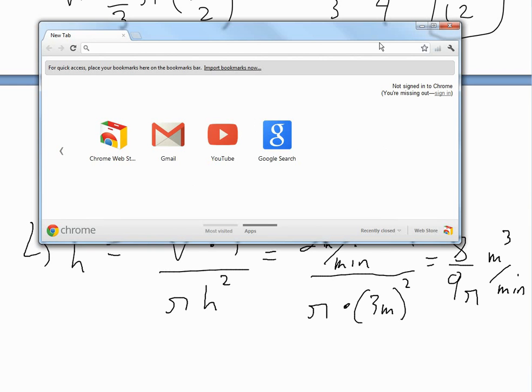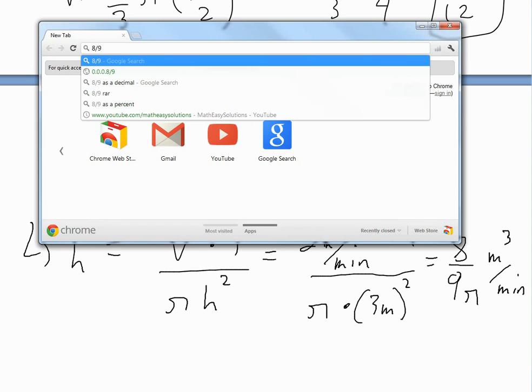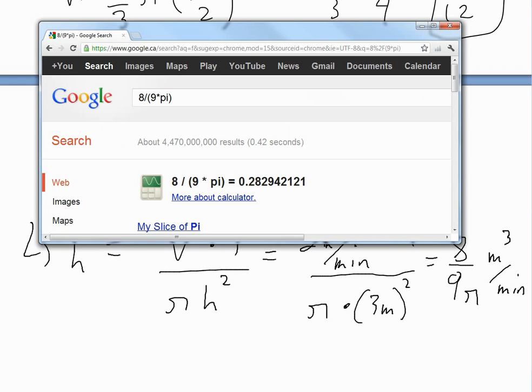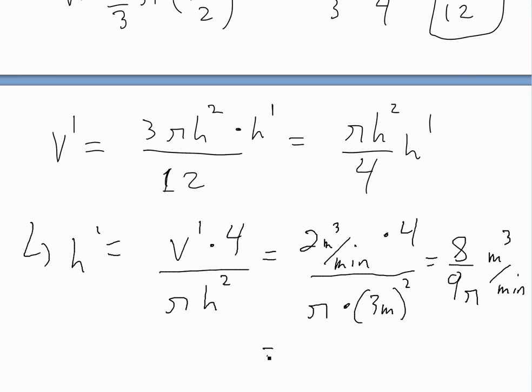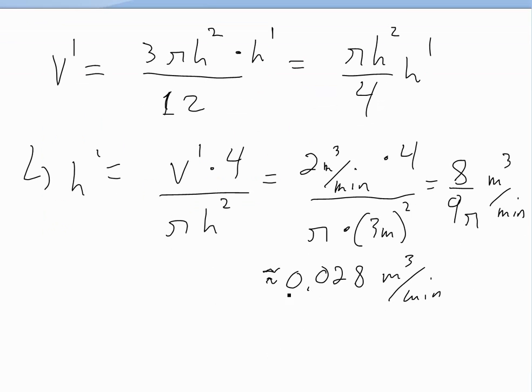Now put in the calculator just to get a decimal value. We're going to 8 divided by 9, and we'll just put in brackets 9 pi. 9 times pi. This one is just equal to 0.028 and so on. So it's equal to 0.028 meters cubed per minute, or roughly that. Just make it like this, so it's approximately that.